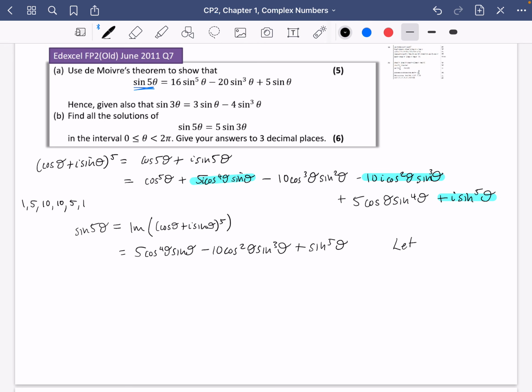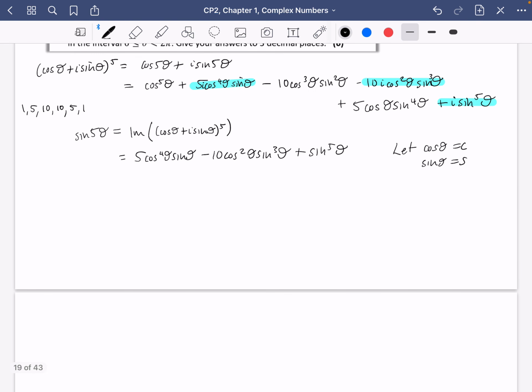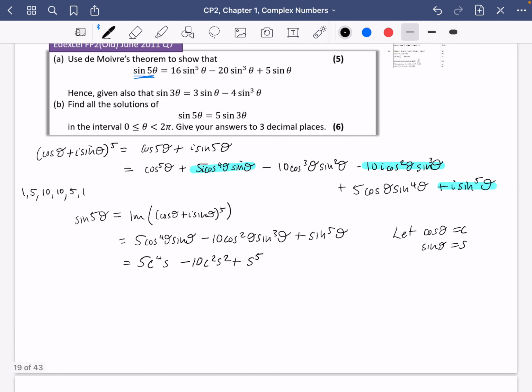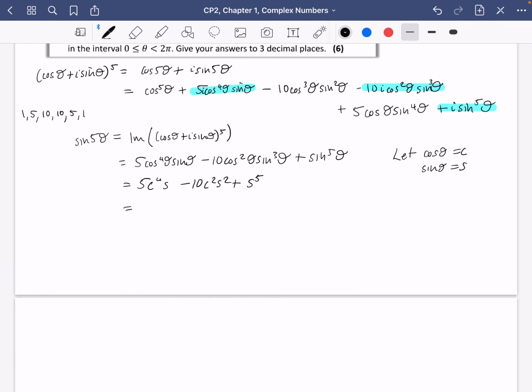Now I'm going to let cos theta equal c and sine theta equal s. So I get 5c to the power of 4 s minus 10c squared s squared plus s to the power of 5. Now we want to get rid of all of the cosines because it's all in terms of sine. So cosine squared is 1 minus sine squared, but it's to the power of 4, so it's also going to be squared. Then you've got 1 minus sine squared instead of this cos squared that we've got here, all multiplied by sine squared, plus sine to the power of 5.